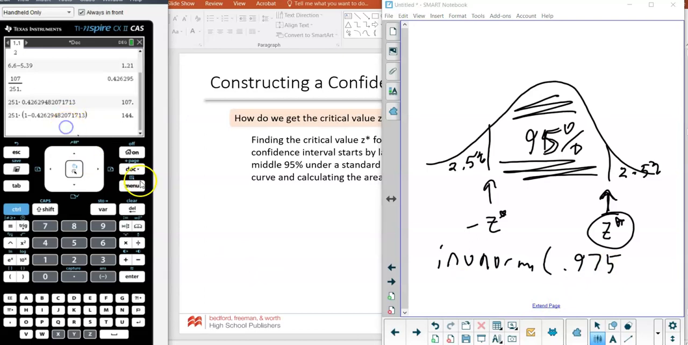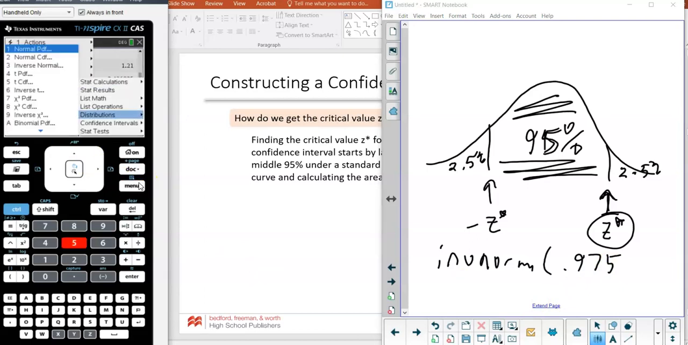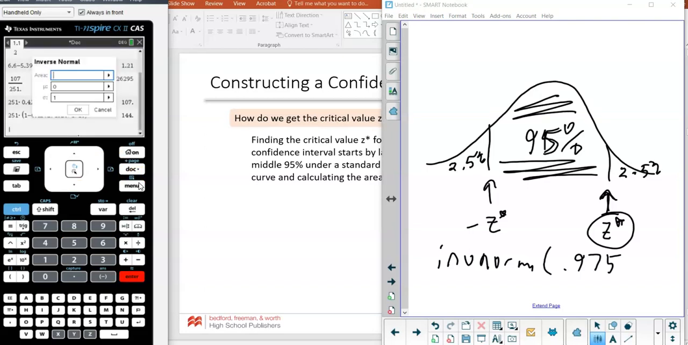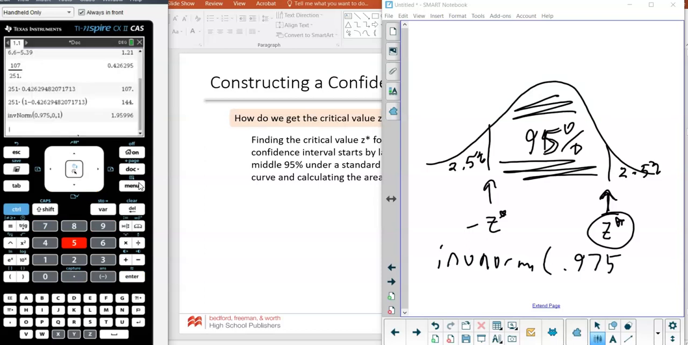So on your calculator, I think it's menu 6.5 instead of 2, it's going to be 3. And area is 0.975. Standard deviation 0 and 1, I think. So we get 1.96. So the z critical value is equal to 1.96.